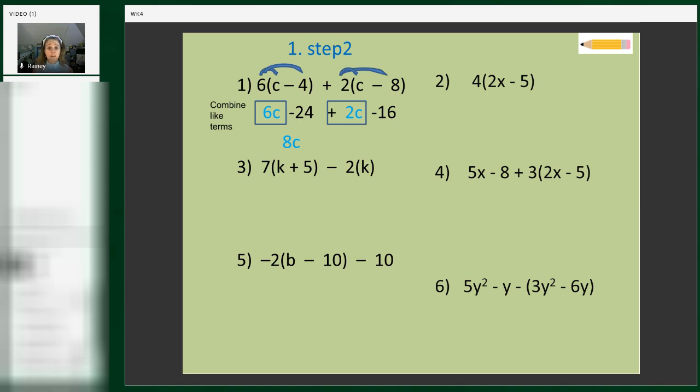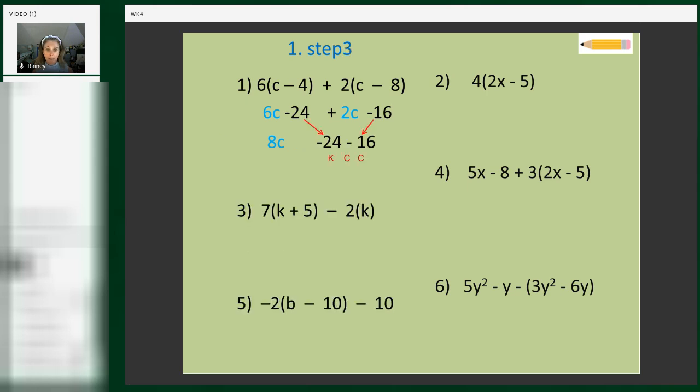Next, we have a negative 24 and a negative 16. So it's negative 24 minus 16. We're going to put those together. Remember, you want to do keep, change, change. So it's negative 24 plus negative 16. Negative 40. And here's your final answer. So you need to write a little neatly. I gave you a little bit of room there for that one. That one's a lot of steps.